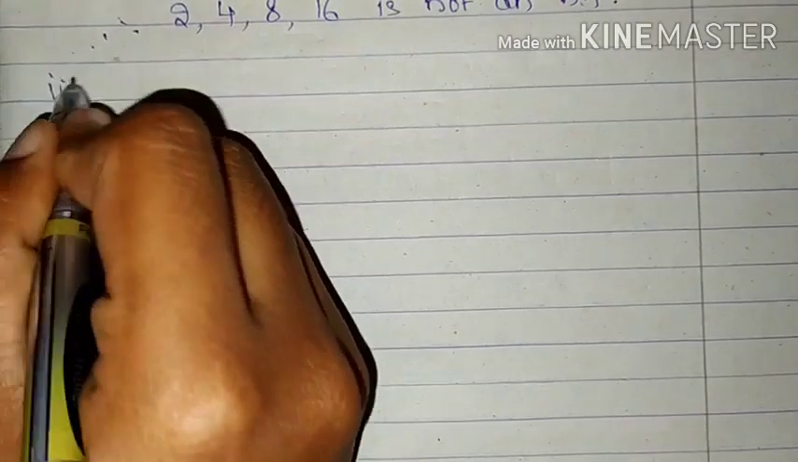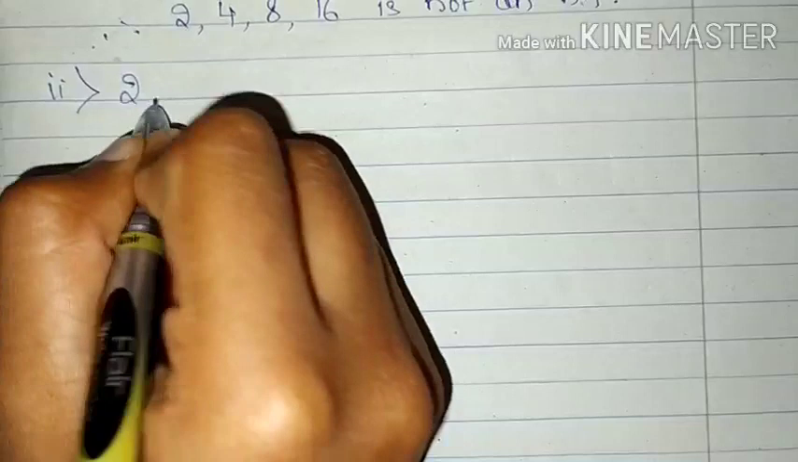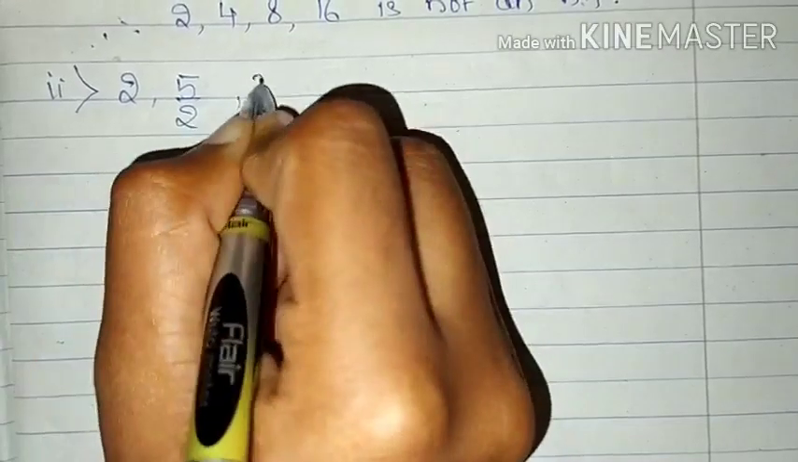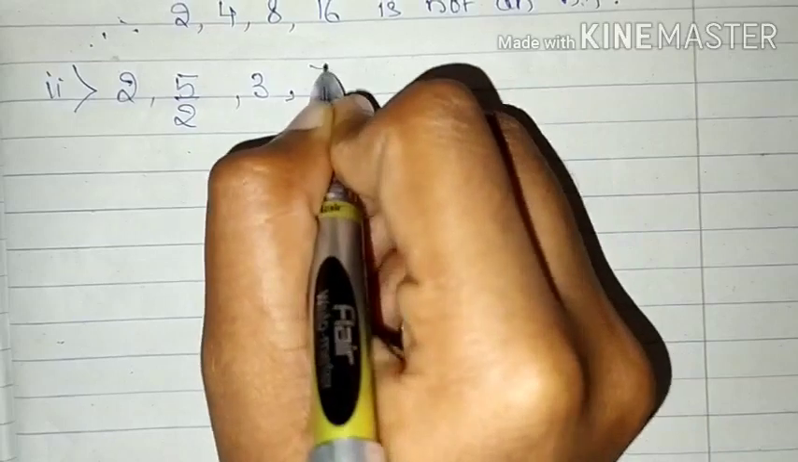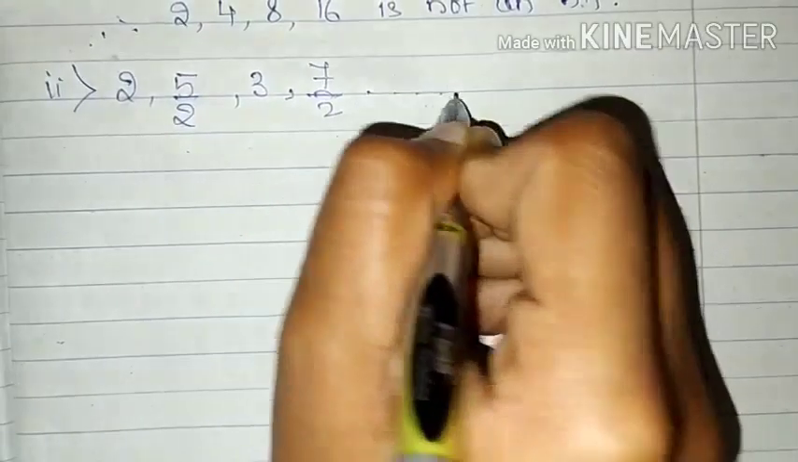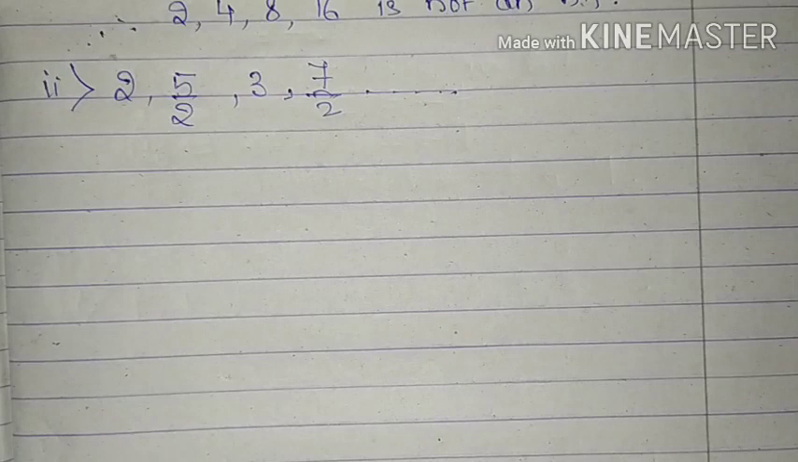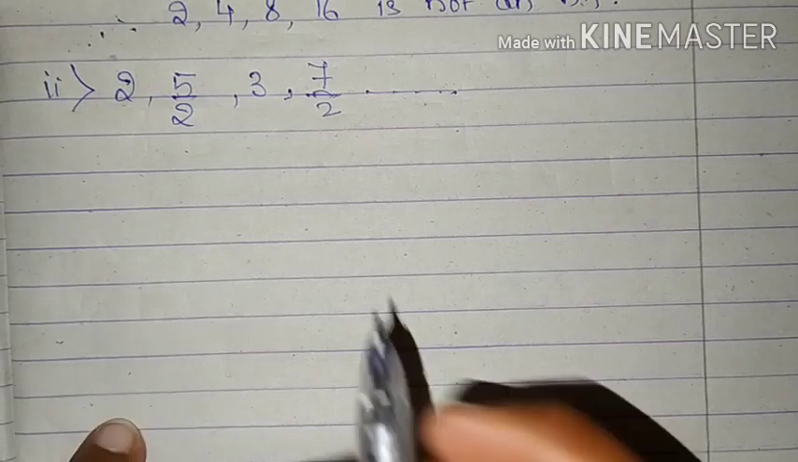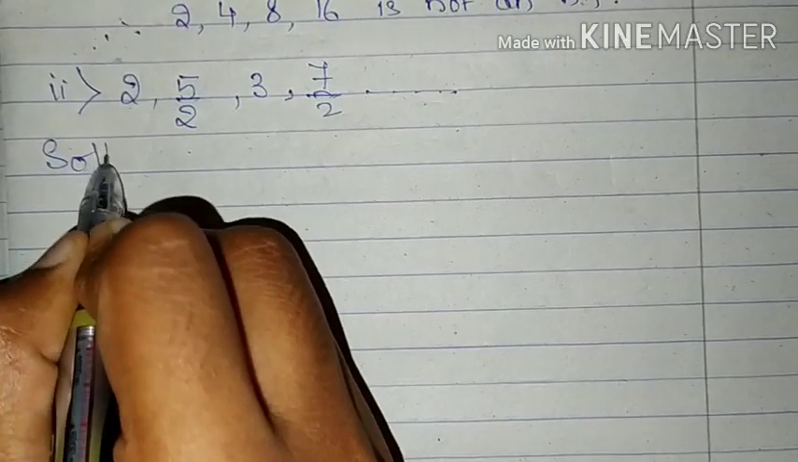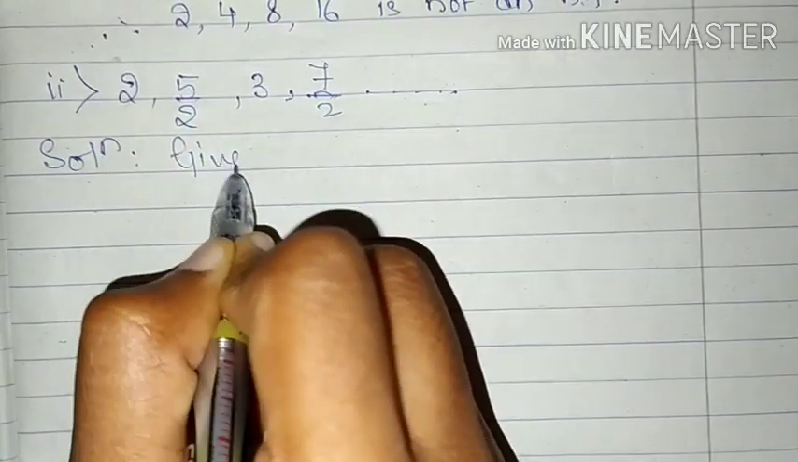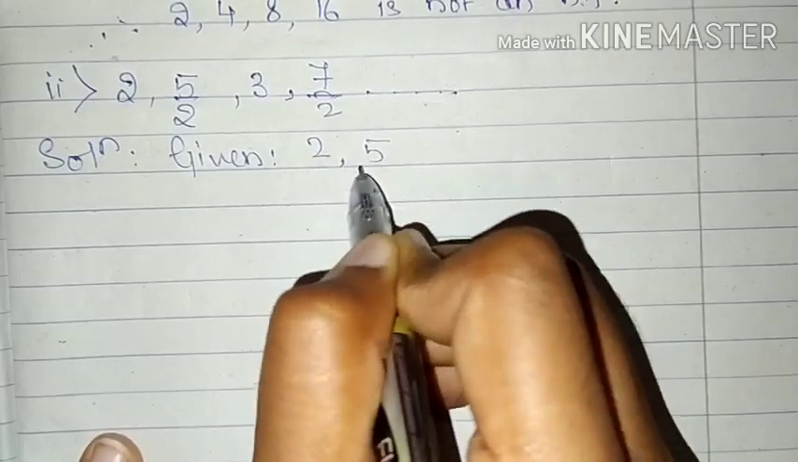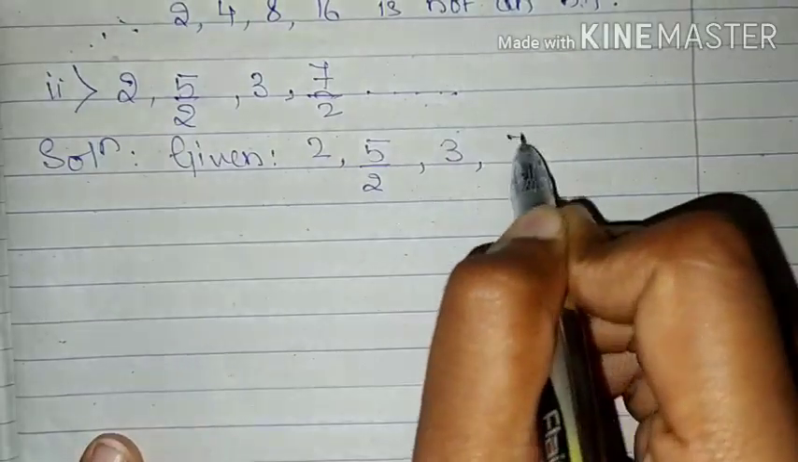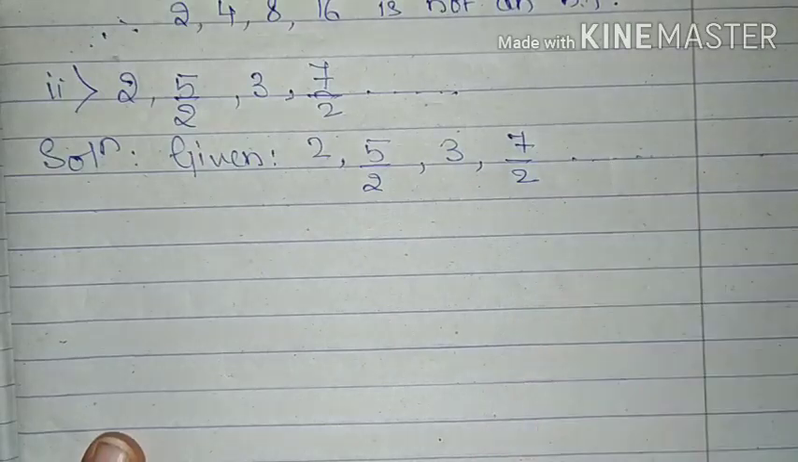So moving on to the second problem, 2, 5/2, 3, 7/2, and so on. Okay, I'll solve this second one and end the class here, and you guys have to solve the remaining ones. Pause the video, solve the remaining problems. Okay, so once again, solution, given 2, 5/2, 3, 7/2, and so on, right?